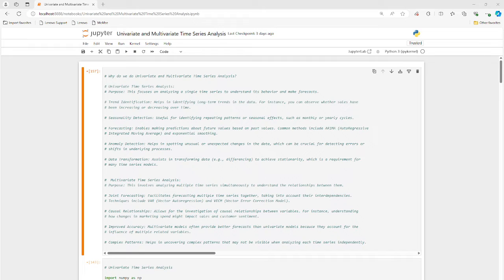So univariate is uni meaning one, right? We just look at one single feature in the time series. In this case, it's going to be stock prices. We're going to look at trend identification, try to understand, is there some kind of anomaly, deviation in the price of these stocks over time, and understand any kind of seasonality detection. Stock prices, they're not so seasonal.